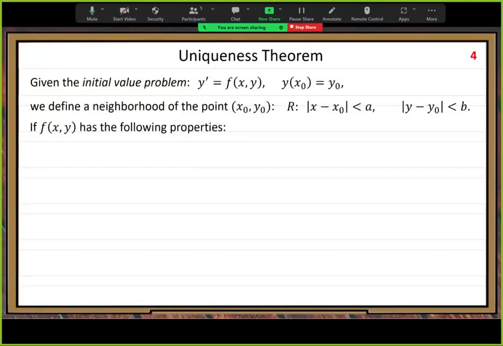Uniqueness. We keep the first part, the setting part, the same as the previous theorem. Let's look at the conditions. This time, for uniqueness, we need more conditions. We still need the previous two conditions, so we copy them here, but we need to add two more conditions to get uniqueness.